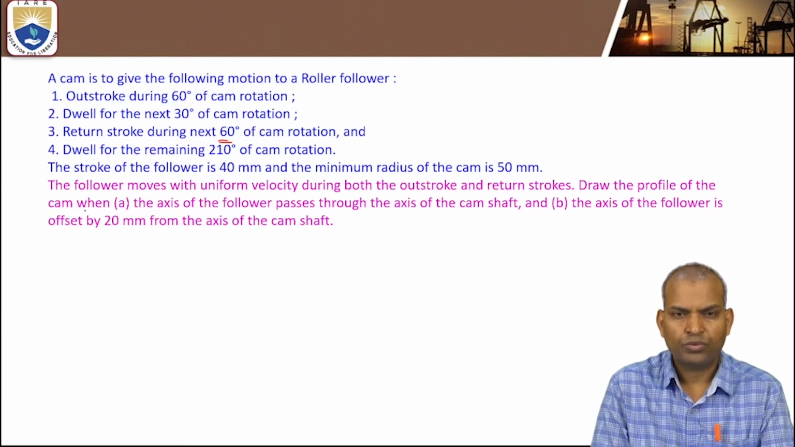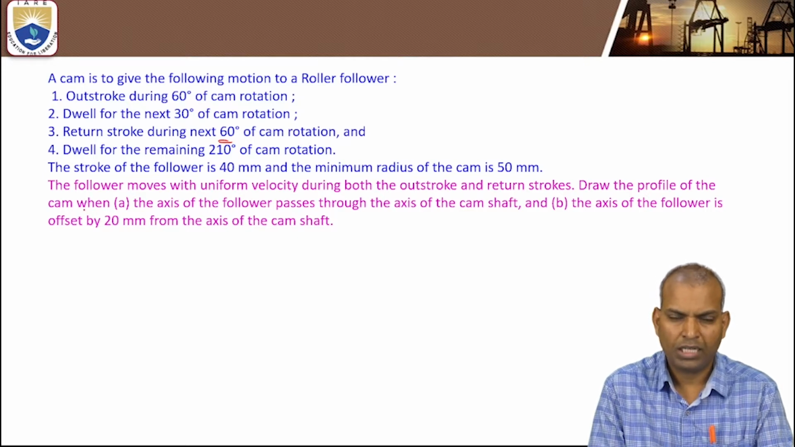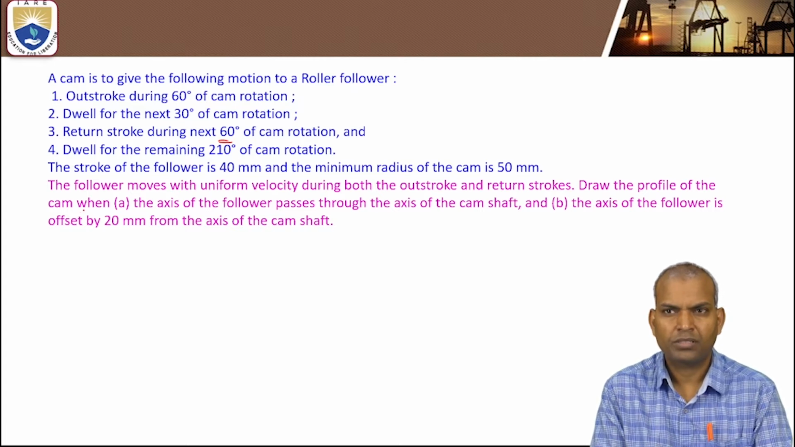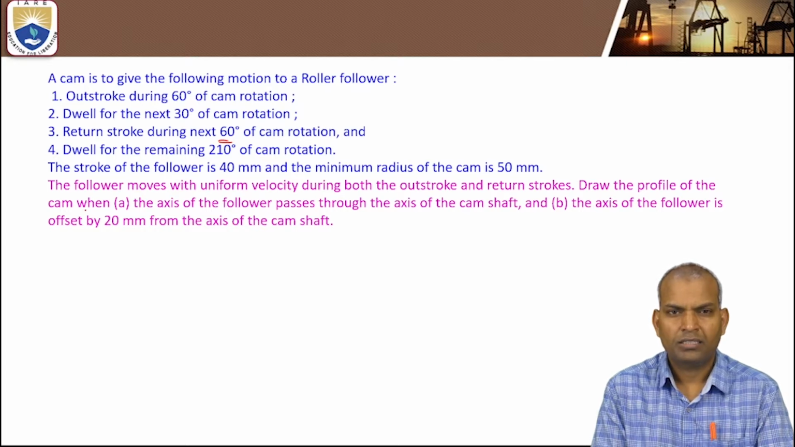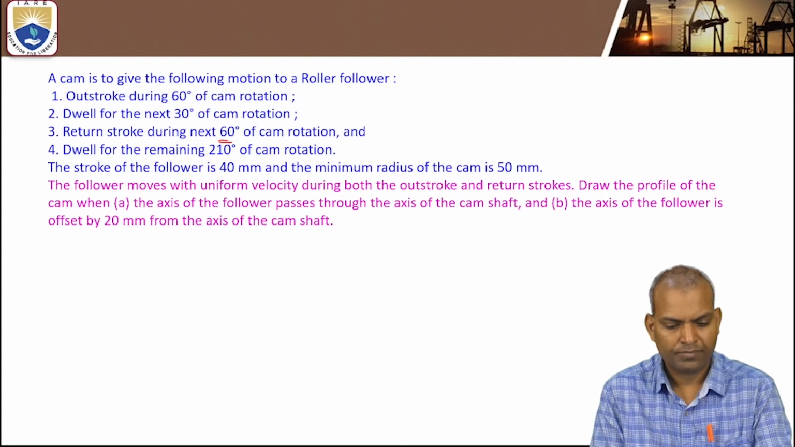So the follower moves here with uniform velocity during both outstroke and return strokes. The minimum radius of the cam is 50 millimeters, and the stroke or lift of the follower is 40 millimeters.